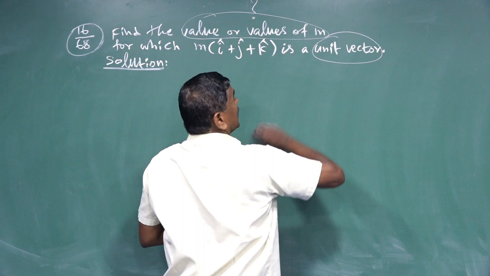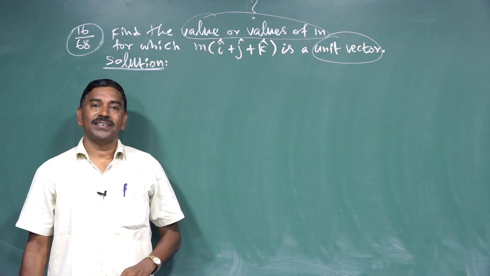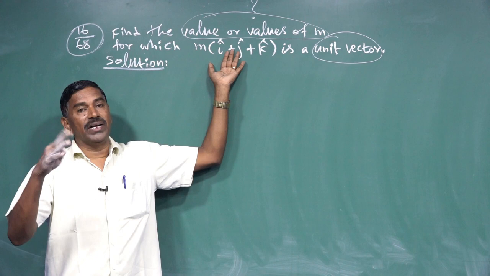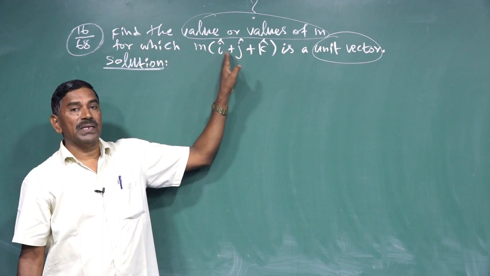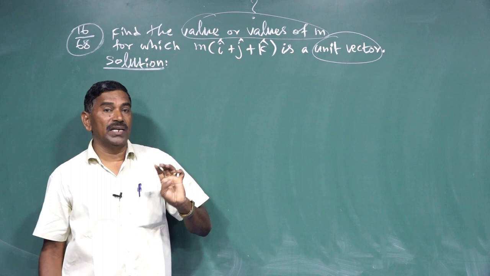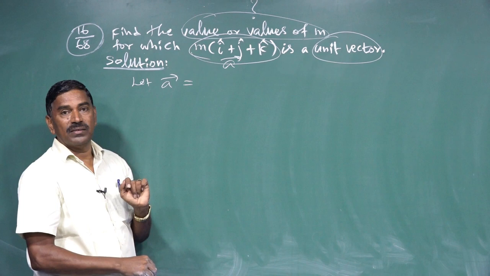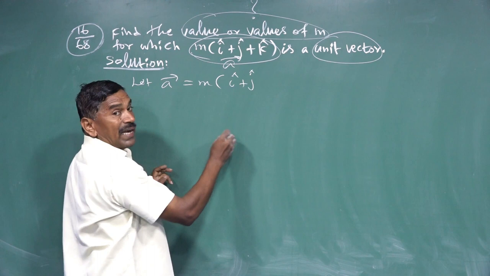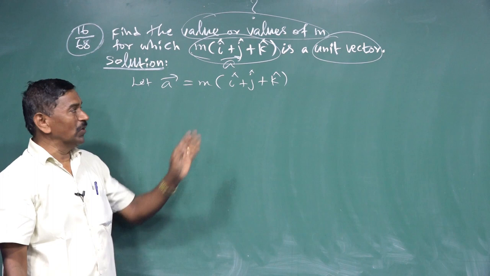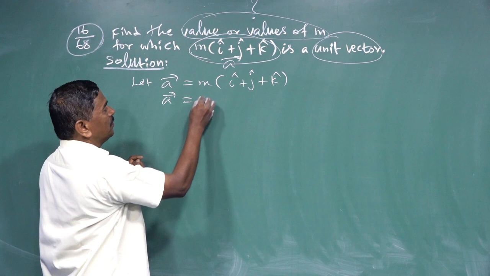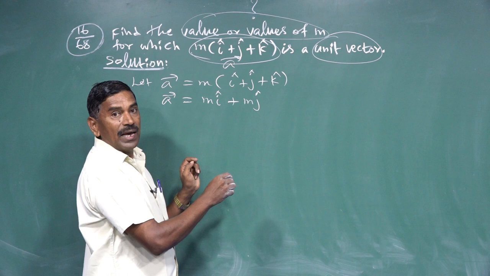What is the definition of a unit vector? A vector whose magnitude is 1 is said to be a unit vector. Here, no name is given to m into i cap plus j cap plus k cap, so for our convenience, let the given vector be A vector. A vector is equal to m into i cap plus j cap plus k cap. Multiplying m inside, we get A vector equal to m into i cap plus m into j cap plus m into k cap.